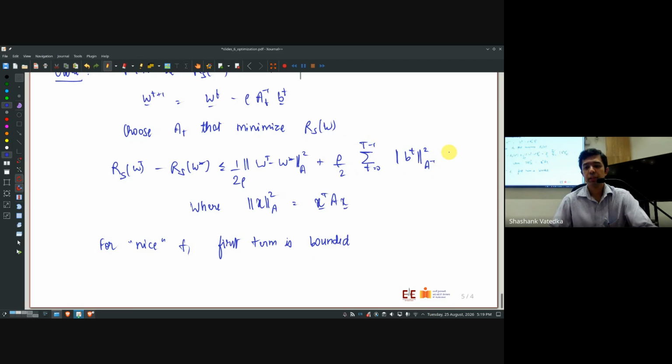And if you minimize the second quantity, subject to the constraint that A is a diagonal matrix, then that just gives you the Adagrad rule.